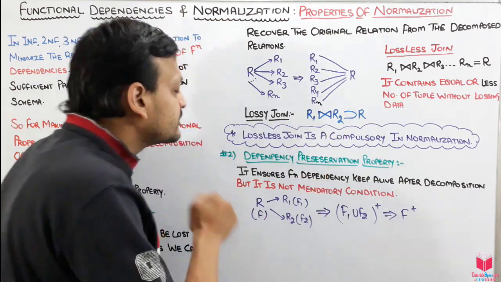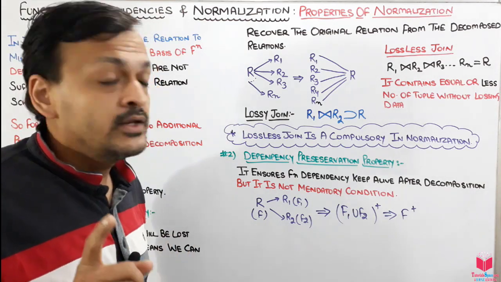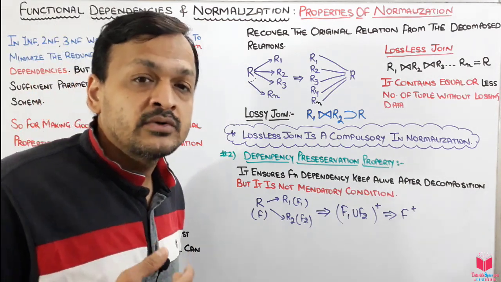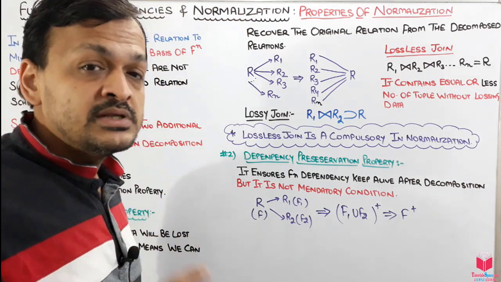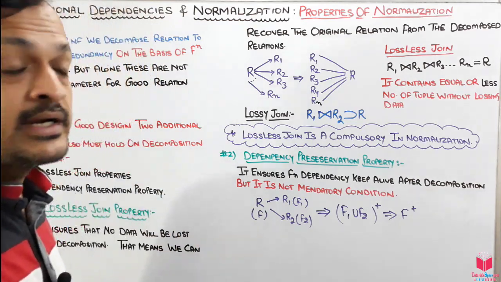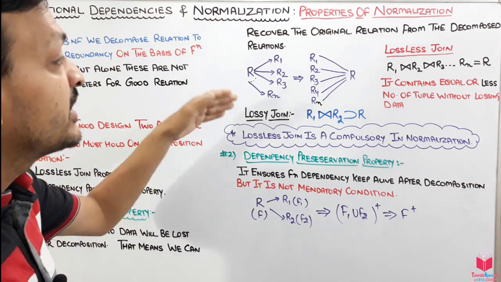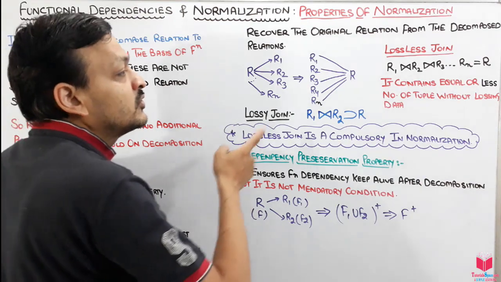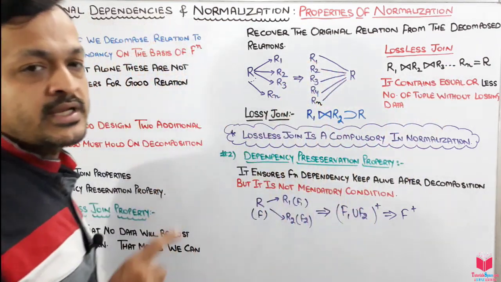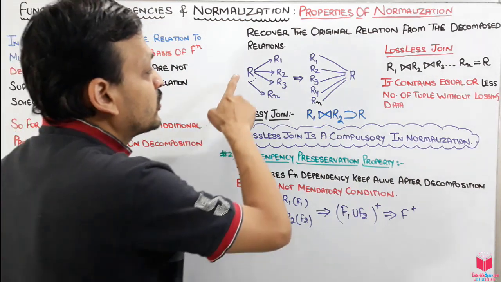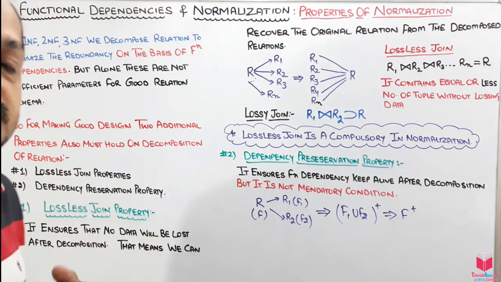After that, lossless join is compulsory in normalization. When we decompose a relation, this property should be there. It is a compulsory property. We cannot neglect it at the time of decomposition, so we have to check this property there. We take the natural join, and after taking the natural join, we should get the original relation.